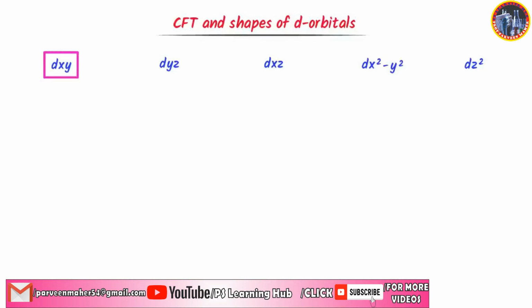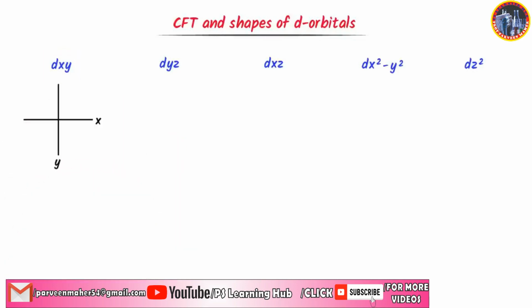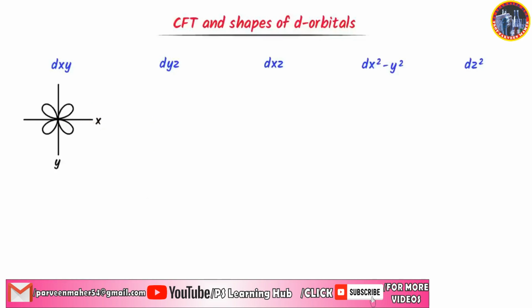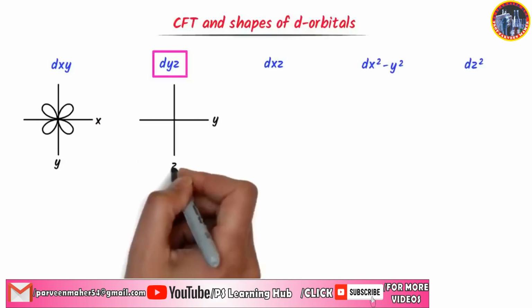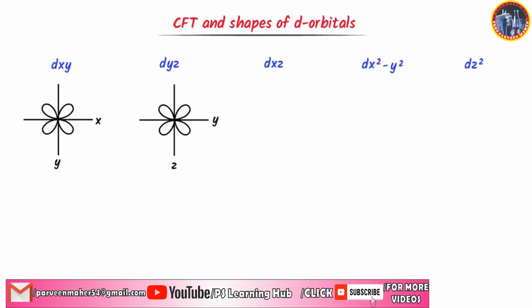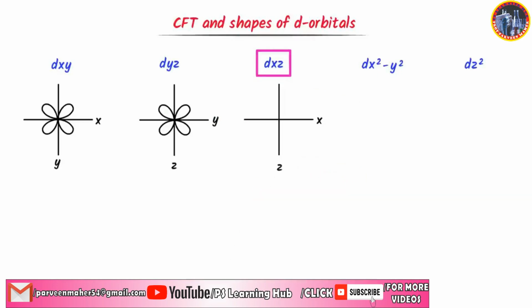In case of dxy, firstly, I draw x-axis and then y-axis. Remember that it is up to you whatever axis you select. We know that the shape of d orbital is like a double dumbbell. I draw the lobes of the double dumbbell between the axes. In case of dyz, I draw y-axis and then z-axis. I draw the lobes of the double dumbbell between the axes. In case of dzx, I draw x-axis and then z-axis. I draw the lobes of the double dumbbell between the axes.